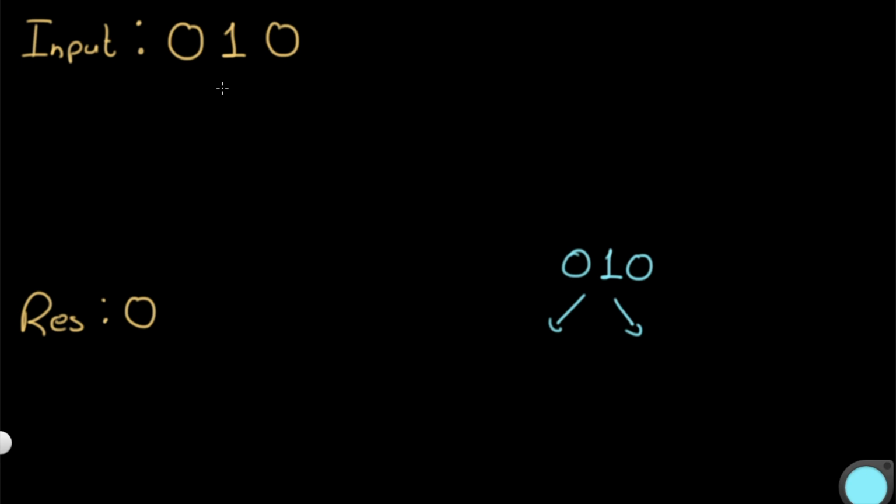So with a cost of 1, what can I do? Over here, I can convert the 0 to a 1. That is one solution, which would give me a resultant input of 0, 1, 1. Or the other option is to convert this 1 to a 0, so that would be 0, 0, 0.